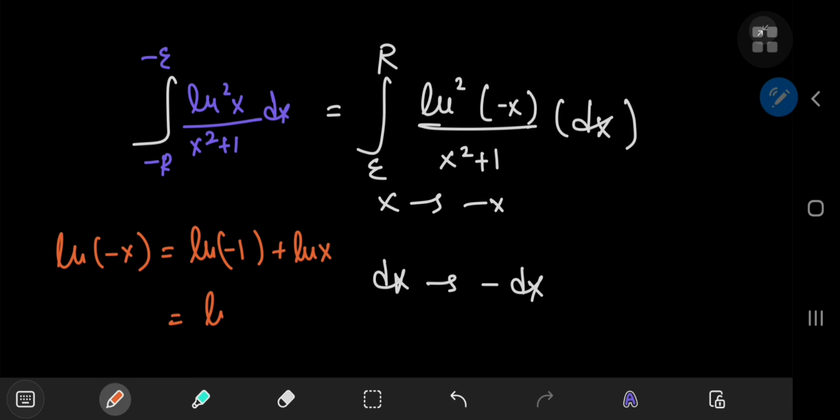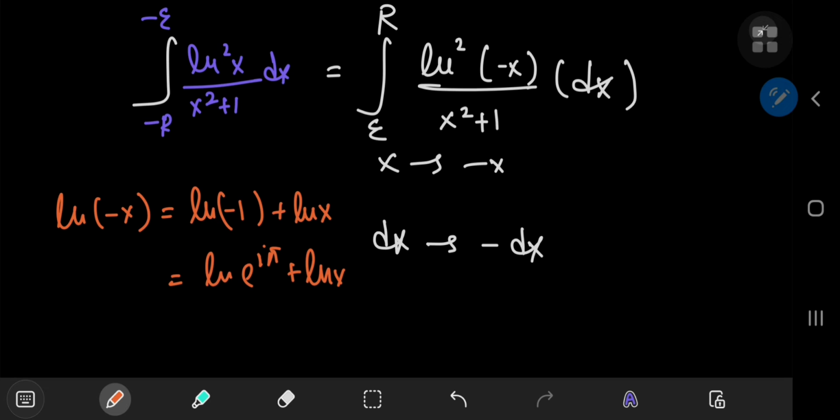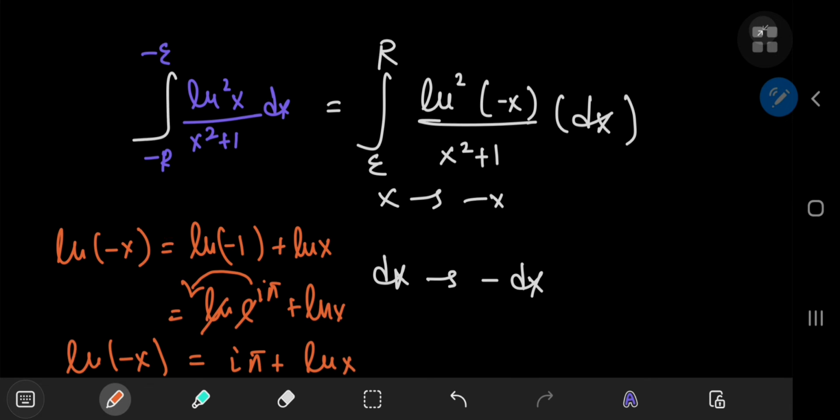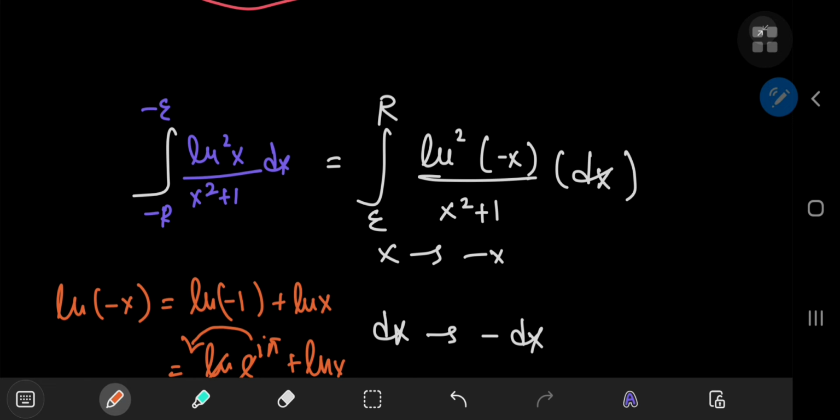So this is the natural log of e to the i pi plus the natural log of x. And you can take this out, cancellation. You have i times pi plus the natural log of x, and this equals the natural log of negative x. So let's use all of this information up here and write this now as the square of the natural log of x plus i times pi.